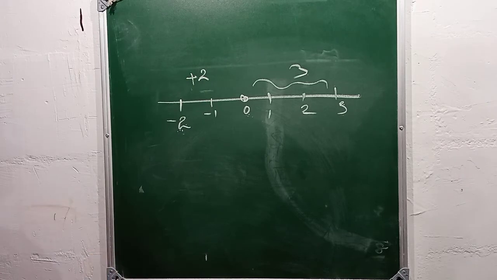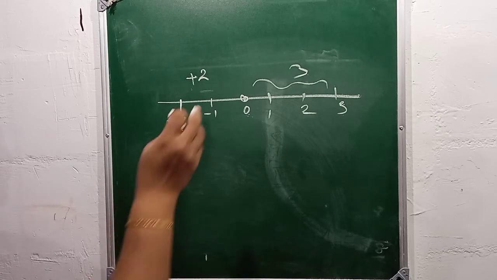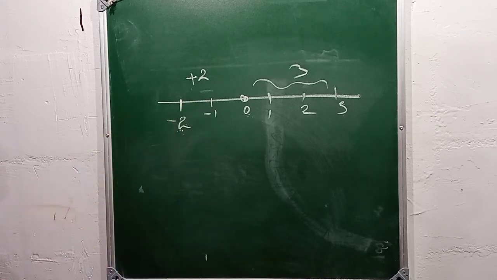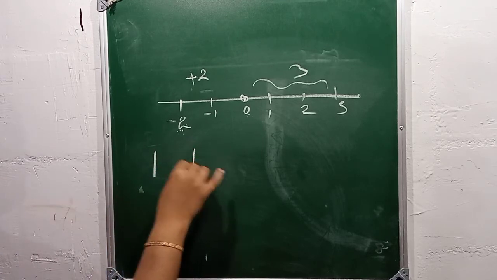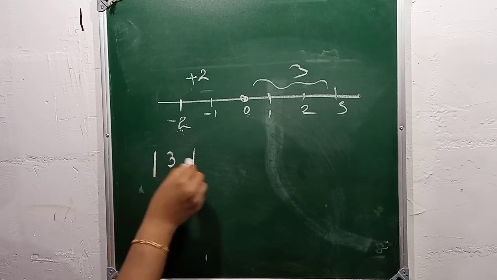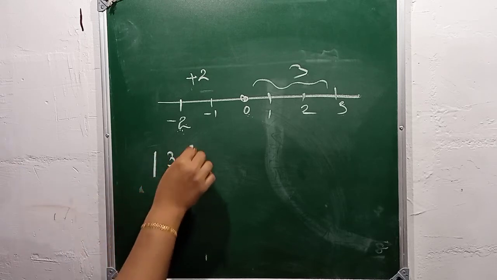So the distance is always positive. Whatever the distance, we take the distance as positive. So that is called the absolute value of a number. Okay, distance is always an absolute value. That is, absolute value is represented like this. That is mod 3. Okay, this is mod.